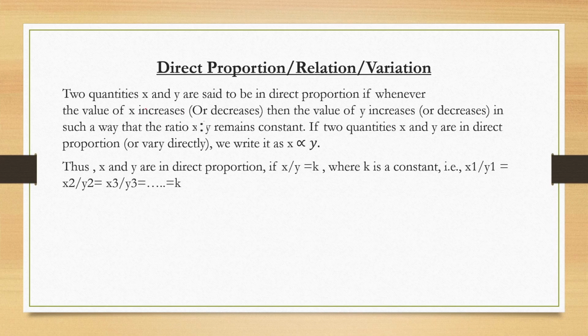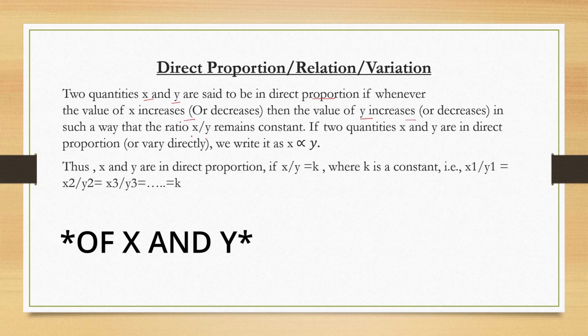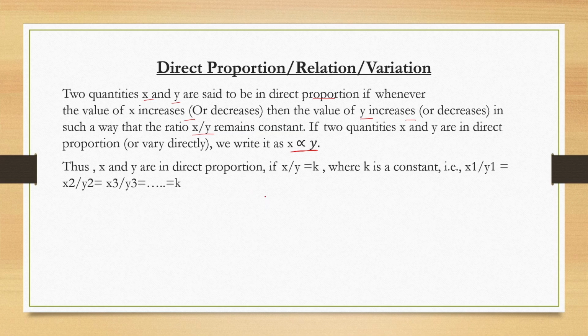Two quantities x and y are said to be in direct proportion if the value of x increases then the value of y also increases, or conversely, if the value of x decreases then the value of y decreases, in such a way that the ratio x upon y remains constant. If two quantities x and y are in direct proportion, we write it with this symbol for direct proportion. Okay, so we will see some examples.